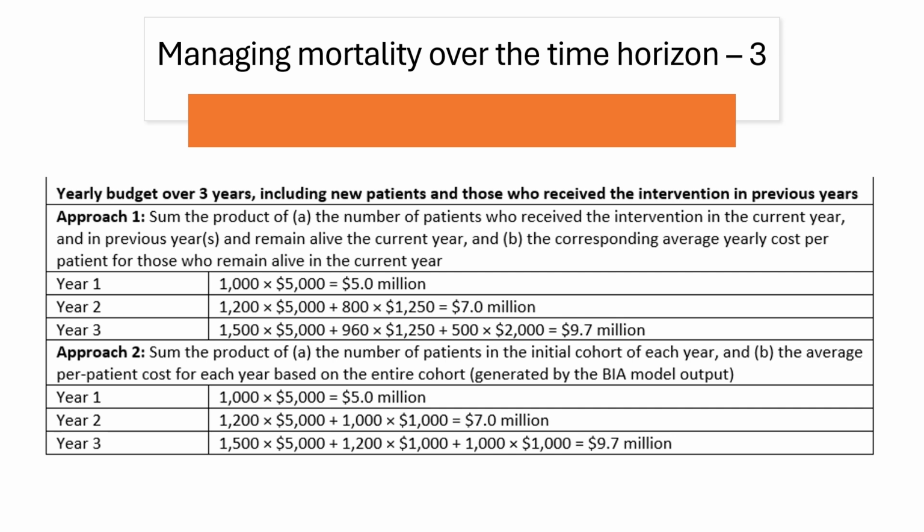Approach 2. Sum the product of A. The number of patients in the initial cohort of each year, and B. The average per patient cost for each year based on the entire cohort, generated by the BIA model output. The underlying concept of Approach 1 is more straightforward, whereas the calculation in Approach 2 is more concise. Analysts may choose either approach to calculate the BIA.